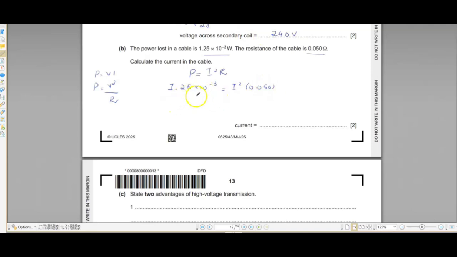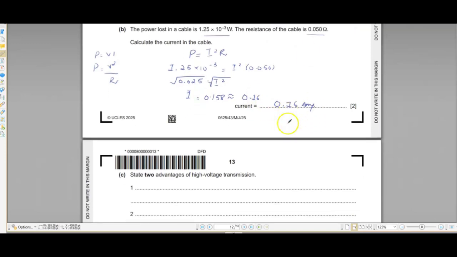So dividing 1.25 into 10 raised to the power minus 3 by 0.050 is going to give us an answer of 0.025 amperes. But this is I squared and we need I, so we are going to put a square root on both sides. So now I is going to be 0.158, or we can round it off to 0.16. So the current is going to be 0.16 amperes.